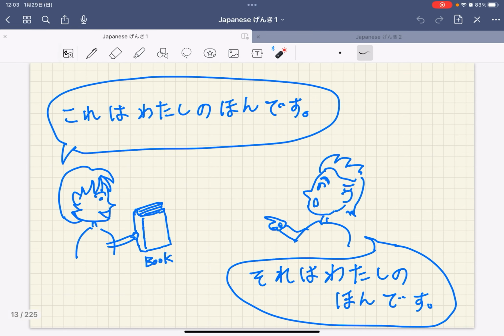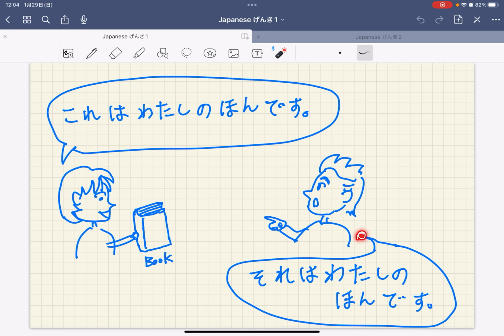Let's check an example. これは私の本です。So she's holding a book and said this. And do you remember 本? 本 is a book. So she's holding the book, so it's obviously close to the speaker. So she uses これ. これは私の本です. So this sentence means this is my book.